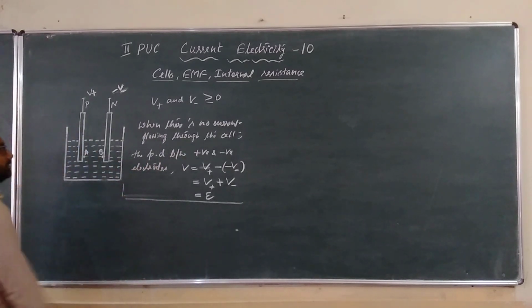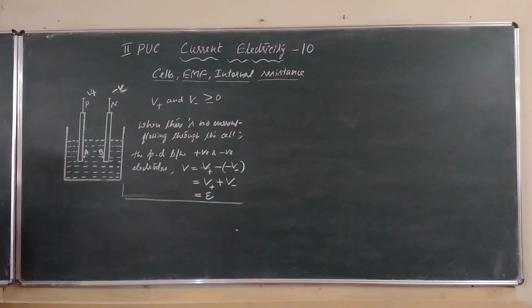So if there is a current flowing through the cell, then what happens? If there is no current, then the potential difference between the two electrodes of the cell is called the EMF of the cell. It is V is equal to E.